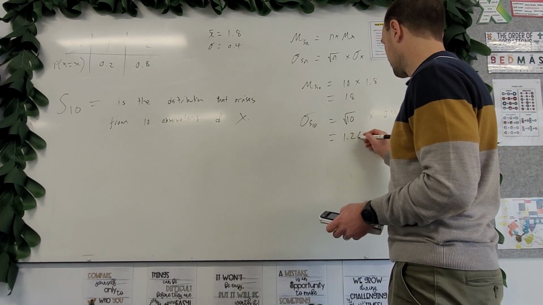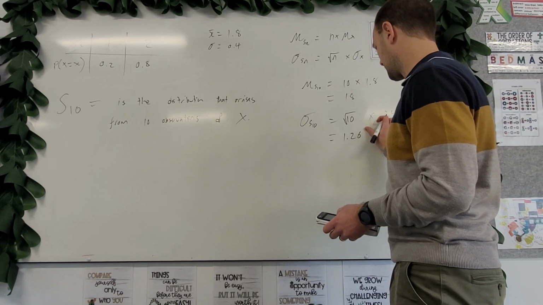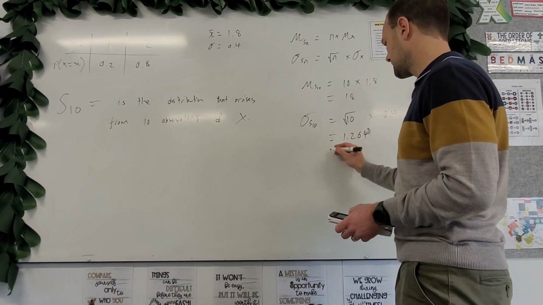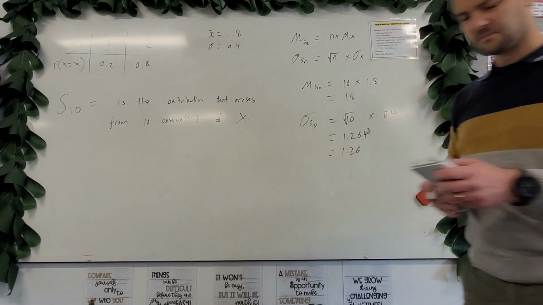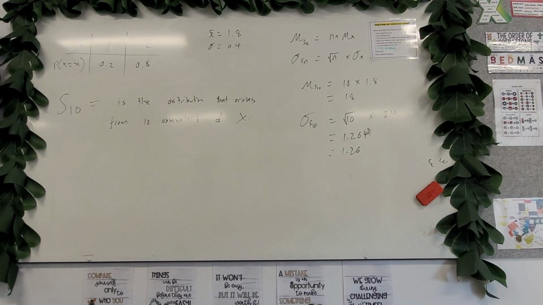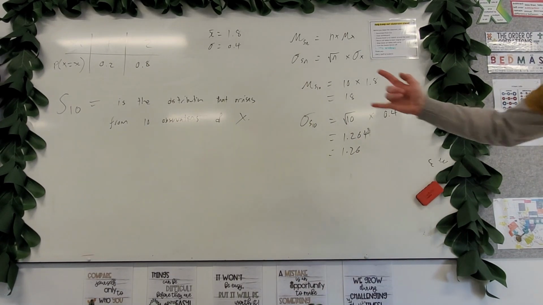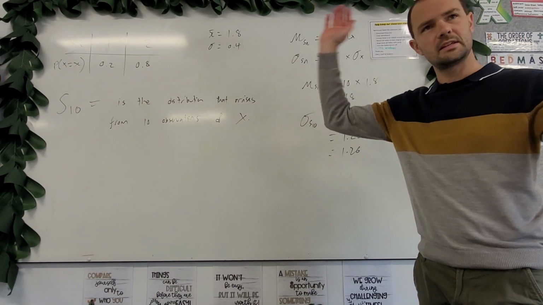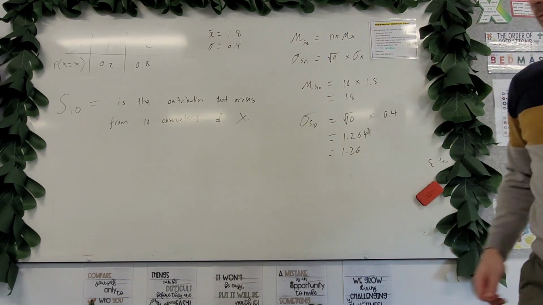1.265. 264 it should be. So that's 4 figures, and I'll round the fourth one, 1.26. Okay, so there's our standard deviation and mean of this distribution S10. We could do it for S20, we could do it for S30, and so forth.